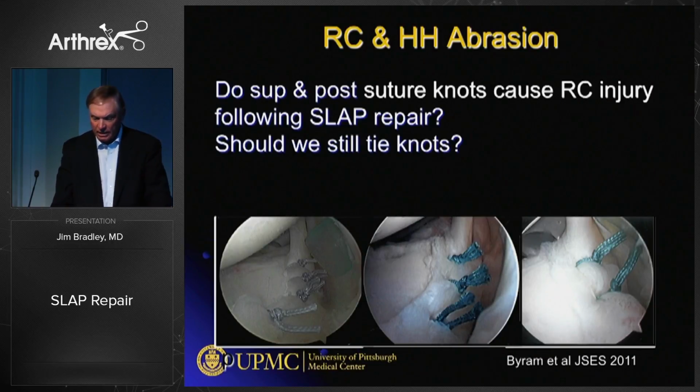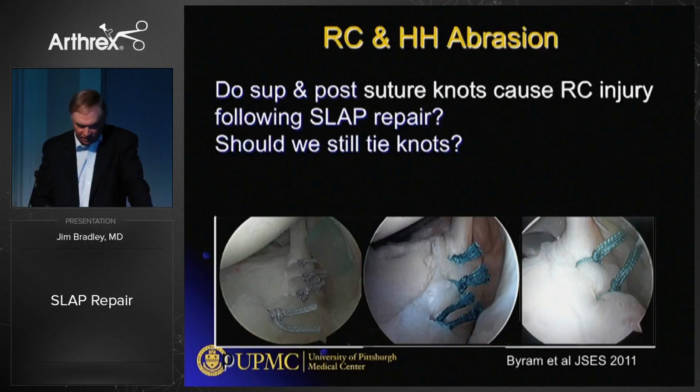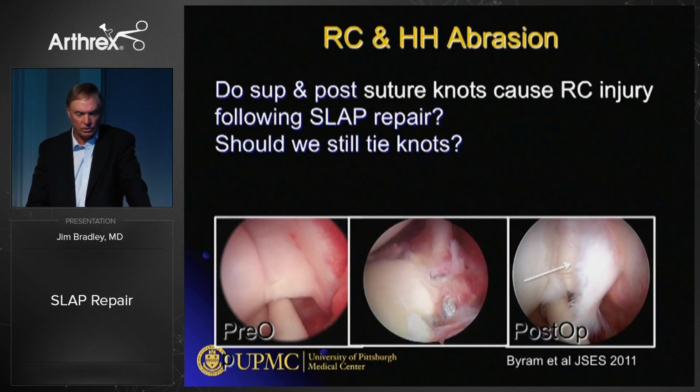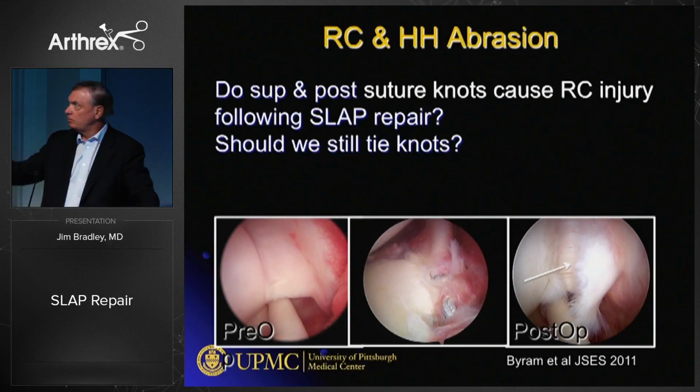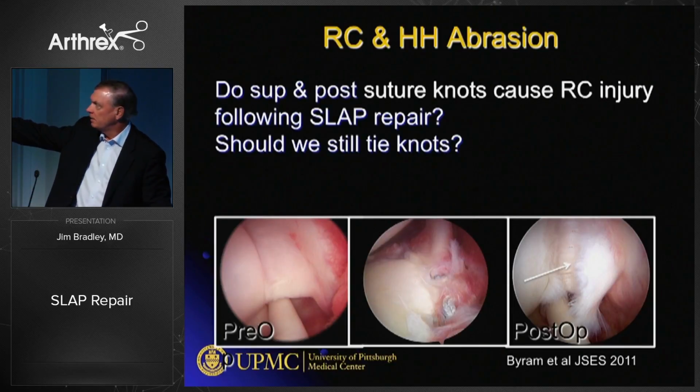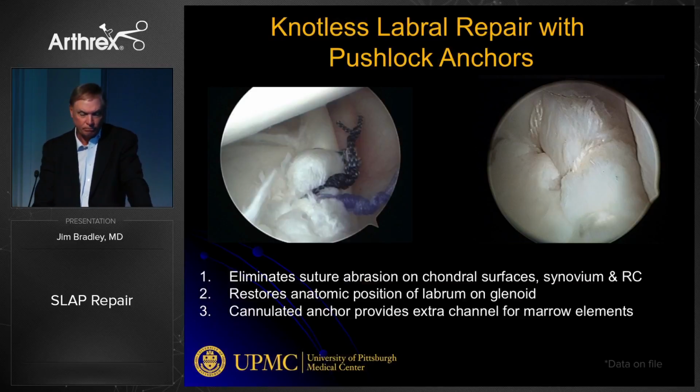So here's a study. It was done in JSES, and there's the pre-op. Now look at the post-op. That's the rotator cuff, right? And look at the rotator cuff tear, and look at the knots. See the knot stacks? They're not even covered, and now we have a rotator cuff tear.